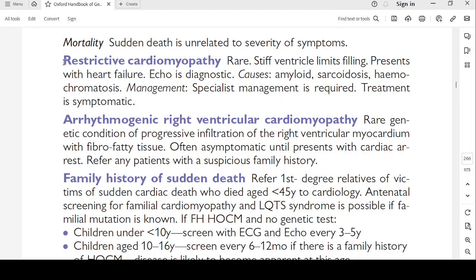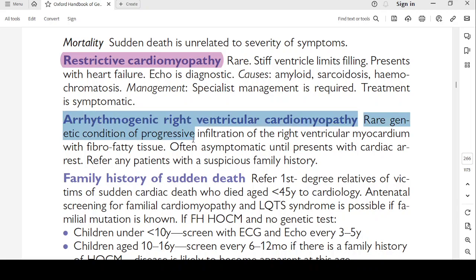Restrictive cardiomyopathy. Rare. Stiff ventricle limits filling. Presents with heart failure. Echo is diagnostic. Causes are amyloidosis, sarcoidosis, hemochromatosis. Management is specialist management is required and treatment is symptomatic. Arrhythmogenic right ventricular cardiomyopathy. Rare genetic condition of progressive infiltration of the right ventricular myocardium with fibrofatty tissue, often asymptomatic until it presents with cardiac arrest.